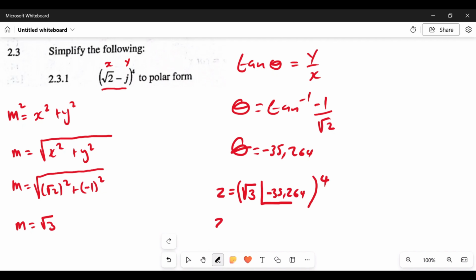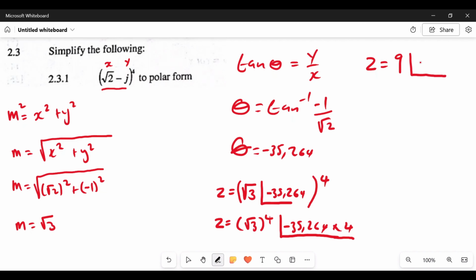If we use de Moivre's theorem, you know that our modulus, which is root 3, is going to have the power of 4 there. And as for the angle, we know that this negative 35.264 is going to be multiplied by the exponent there. And if you continue here, this is going to give us z equal to 9 polar negative 141.056 degrees. This is how you calculate this type of problem, guys.